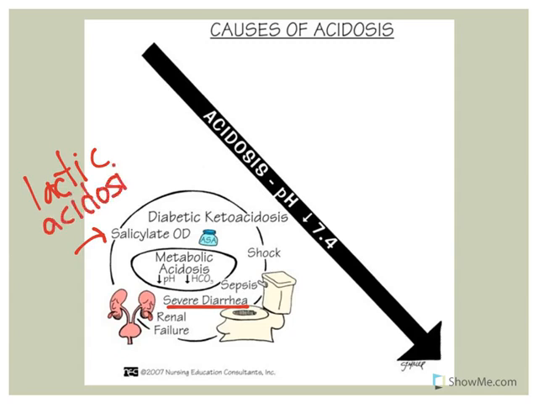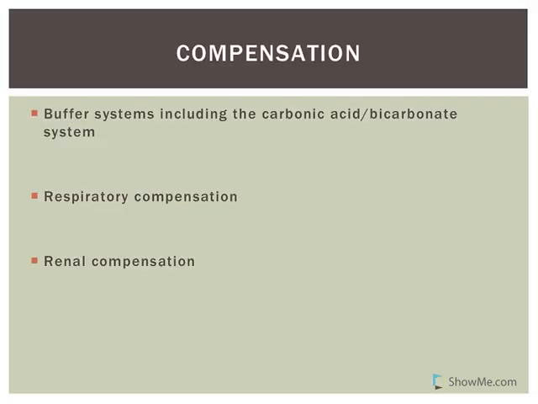It can happen with really severe exercise, and there are also some metabolic disorders associated with more production of lactic acid. Those are things that can cause metabolic acidosis. Kidney failure also can lead to metabolic acidosis. And so what are ways to compensate for it? Well, we'll use your buffer systems, including the carbonic acid bicarbonate buffer system. That will help to protect the extracellular fluid very quickly.